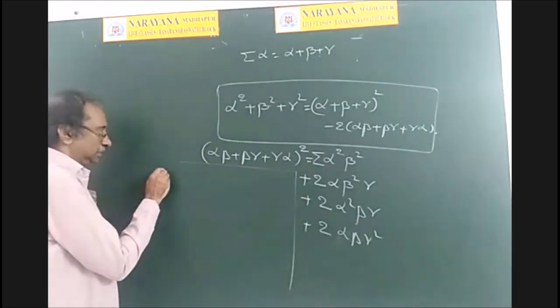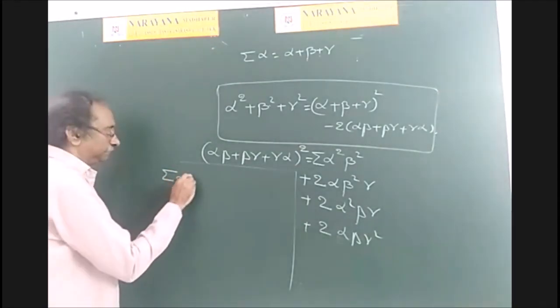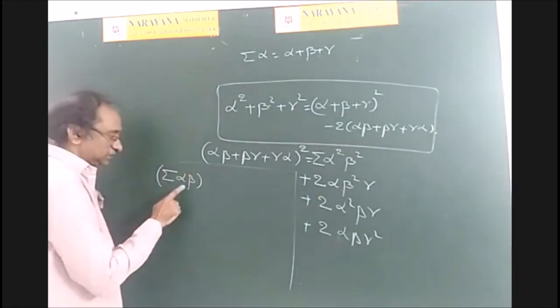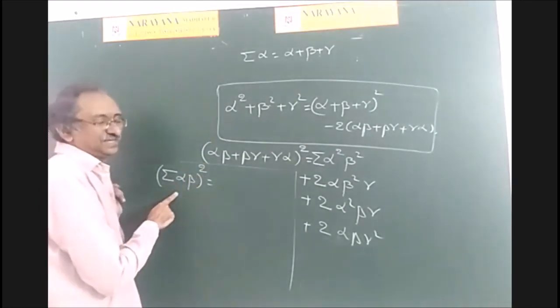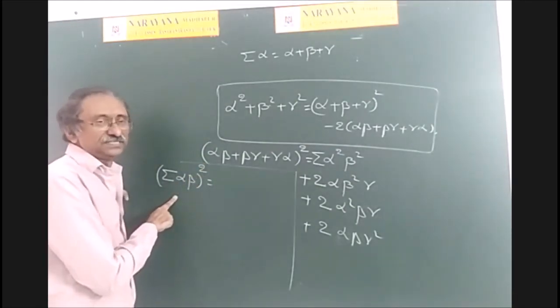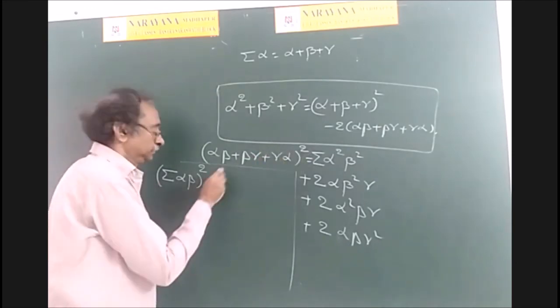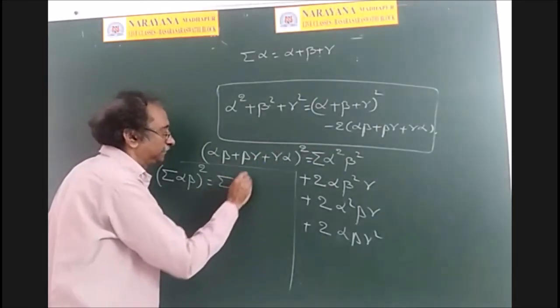See this one, sigma alpha beta. So if the cubic equation is given, I can find this sigma alpha beta. What is sigma alpha beta? That is nothing but c by a. Now I want sigma alpha square beta square.